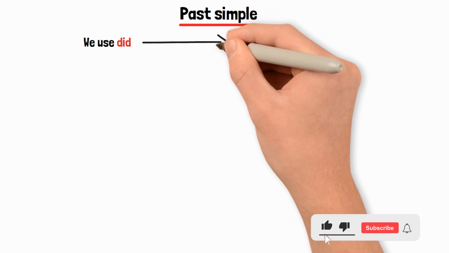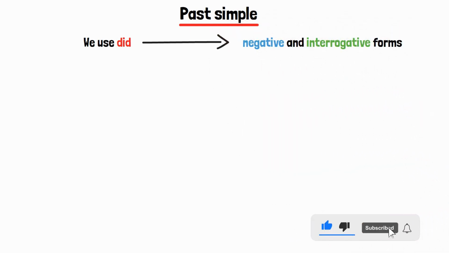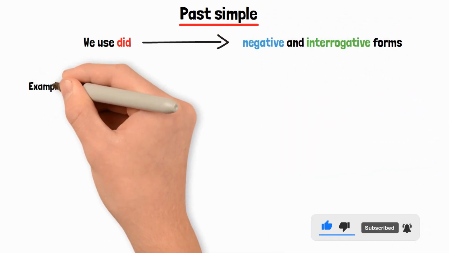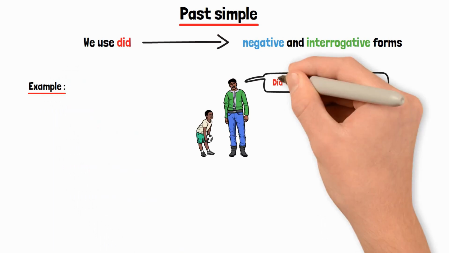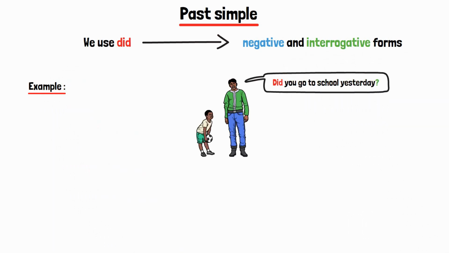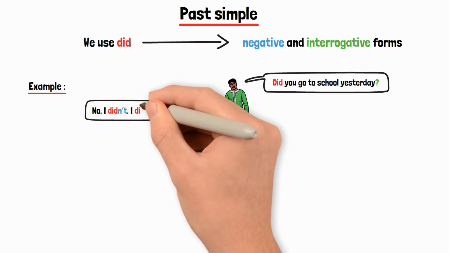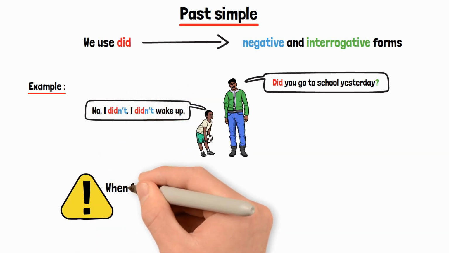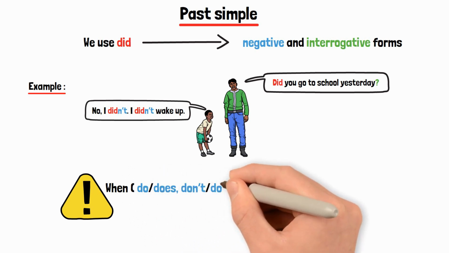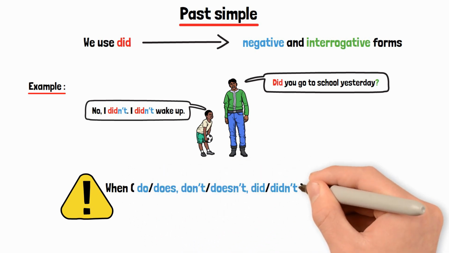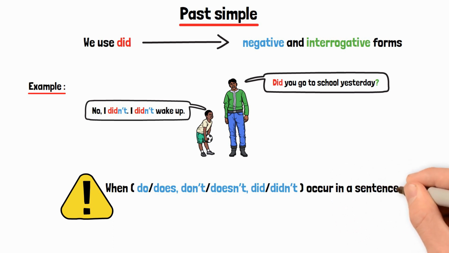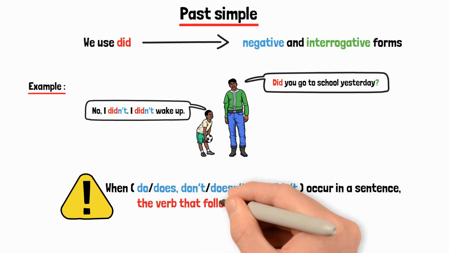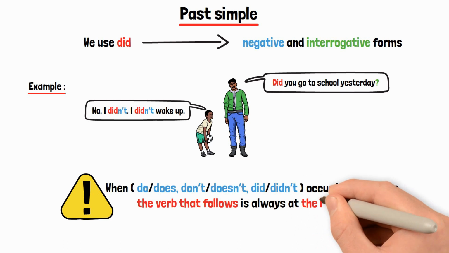We use did in negative and interrogative forms of the past simple. Did you go to school yesterday? No, I didn't. I didn't wake up. Remember that when do, does, don't, doesn't, did, didn't occur in a sentence, the verb that follows is always at the infinitive.